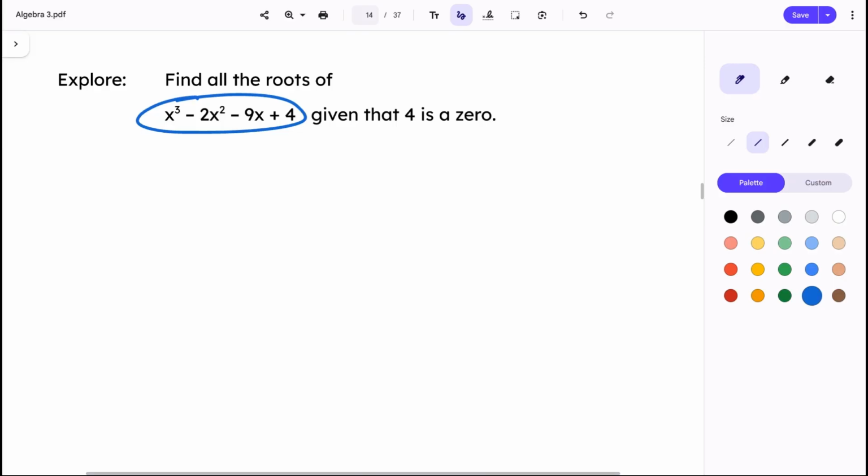But if you do these kind of problems, I don't want you to just go to your calculator and try to find all of them all the time. Find one and then use your synthetic division process to go find the other ones. Okay? All right. So I'm going to put that 4 up in my box here. What are my coefficients for my equation?